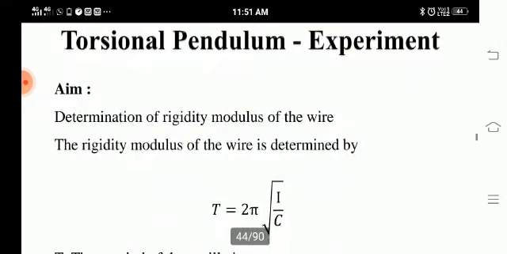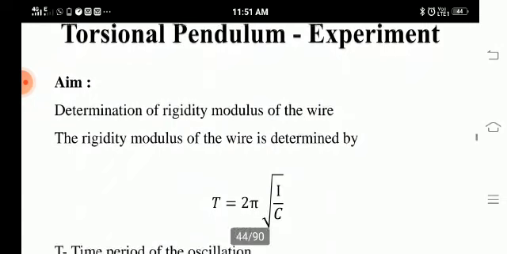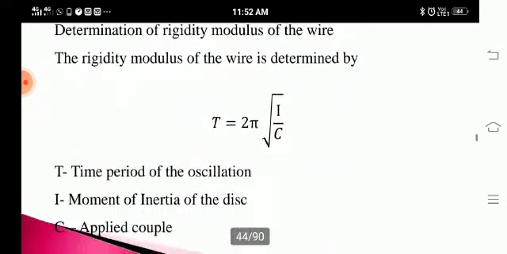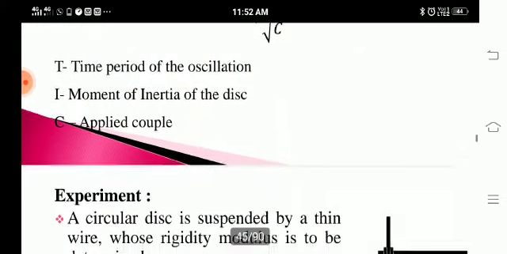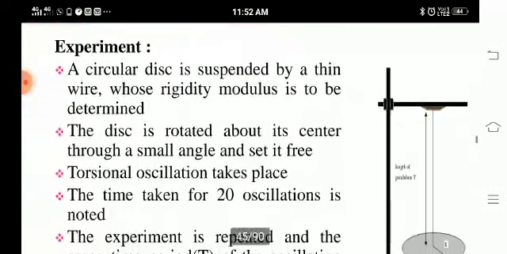The aim of the experiment is to determine the rigidity modulus of a wire, which is given by T is equal to 2 pi into square root of I by C, where T is the time period of the oscillation, I is the moment of inertia of the disc and C is the applied couple. How are we going to do the experiment?